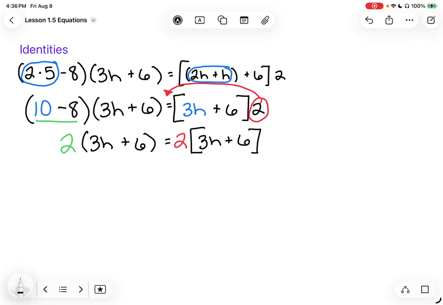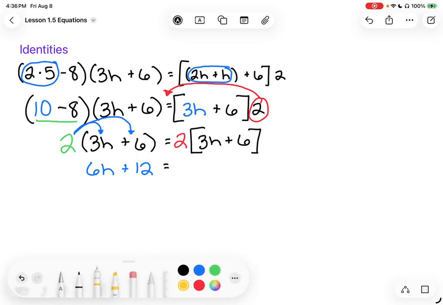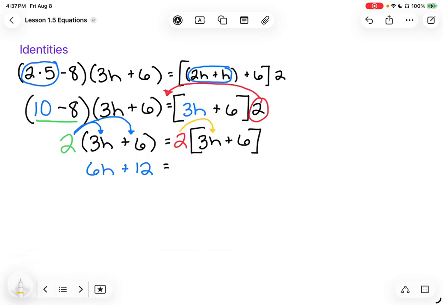And now we've got distributive property going on both sides here. So let's go ahead and distribute. So we've got 2 times 3h gives us 6h. And then 2 times 6 is going to give us 12. And then over on the other side, let's switch colors here. 2 times 3h gives us 6h. And 2 times 6 gives us 12. And so what we end up with is 6h plus 12 on the left side and the right side.